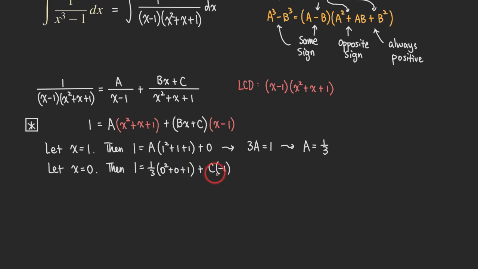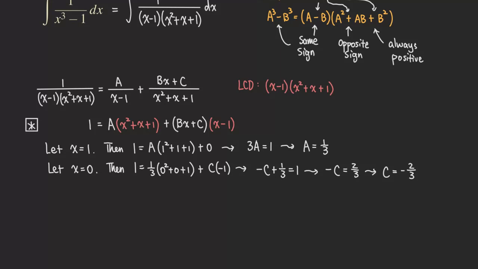Do you see that this equation only has one unknown right here? That's actually a good thing, right? So we can solve for c. Simplifying this equation, you're going to get -c plus 1/3 is equal to 1. If you just keep going, -c is equal to 2/3. So c is equal to -2/3. Is that okay so far?